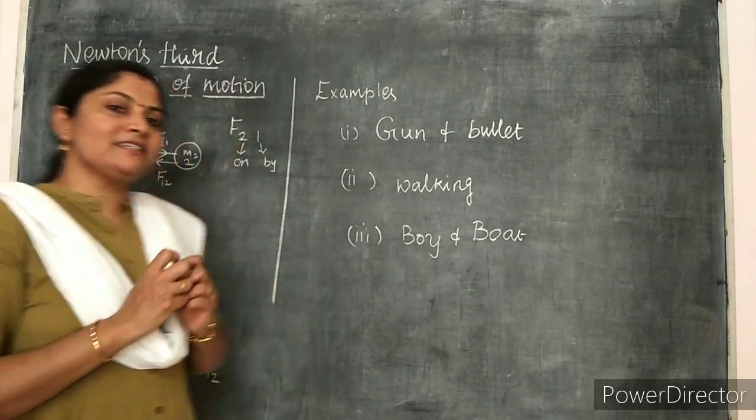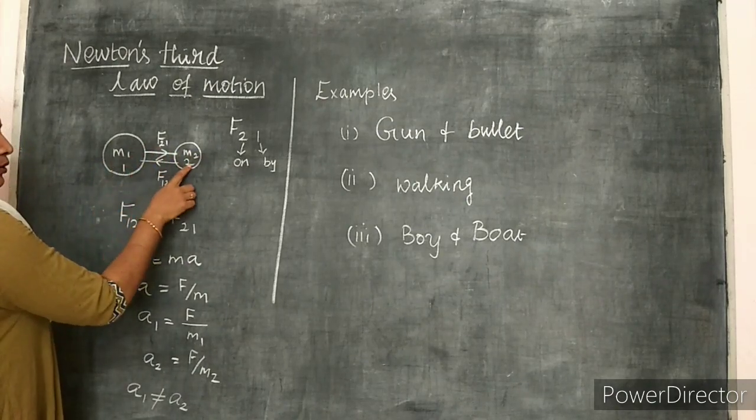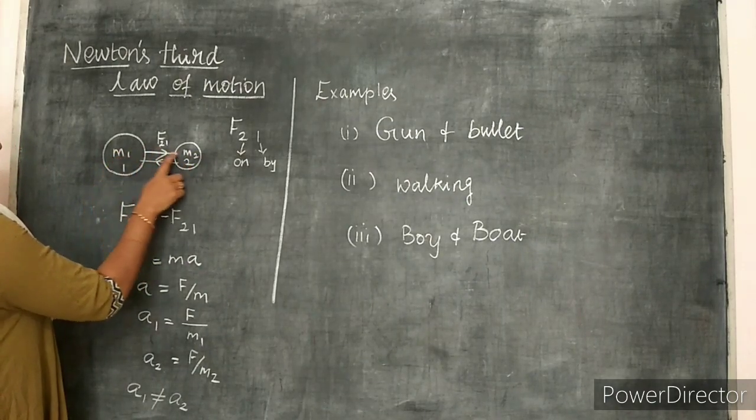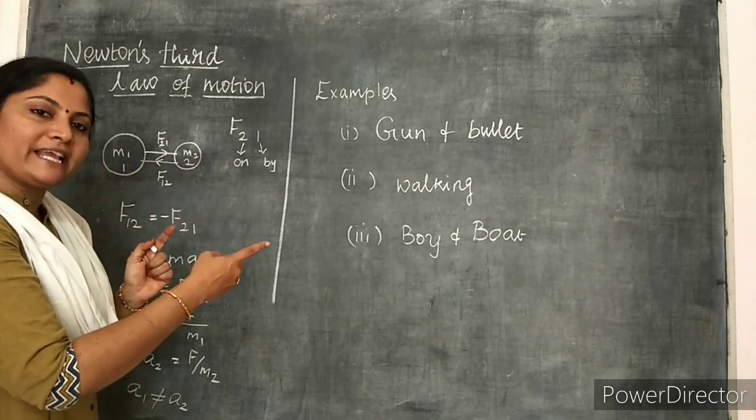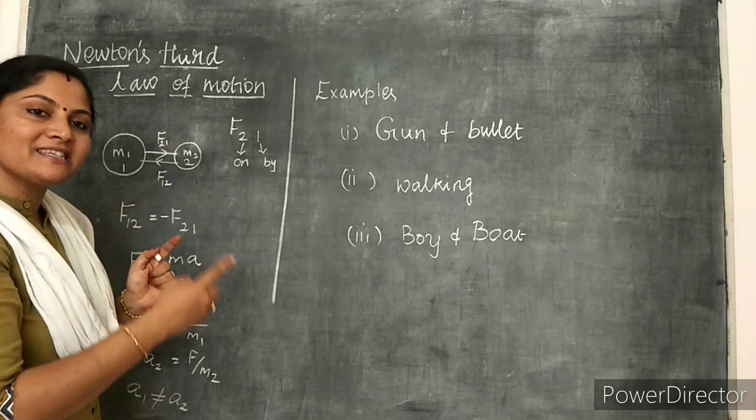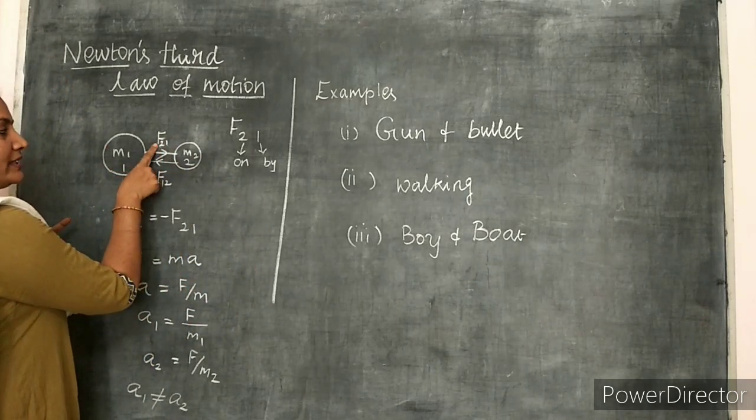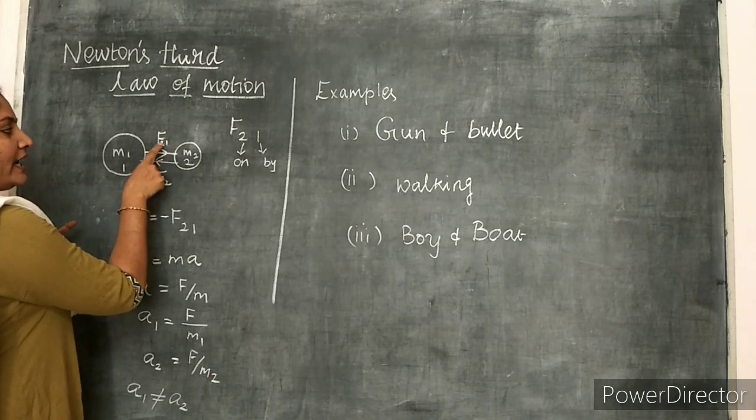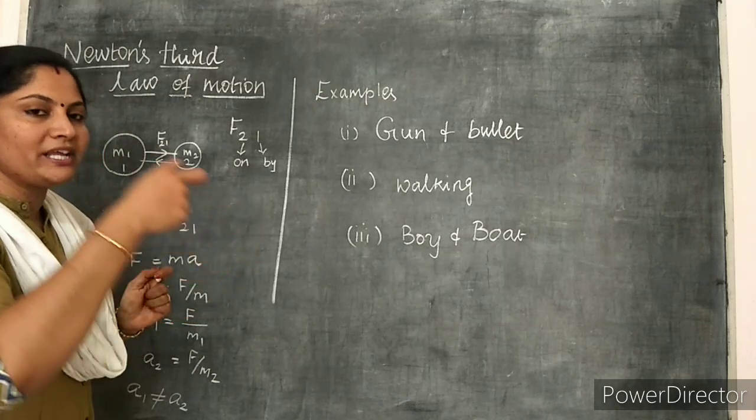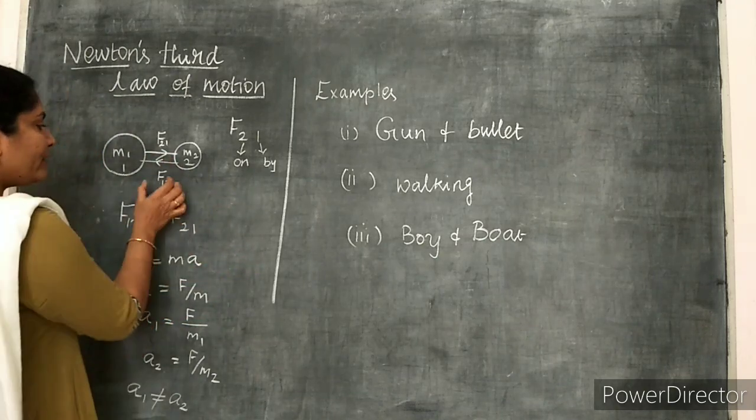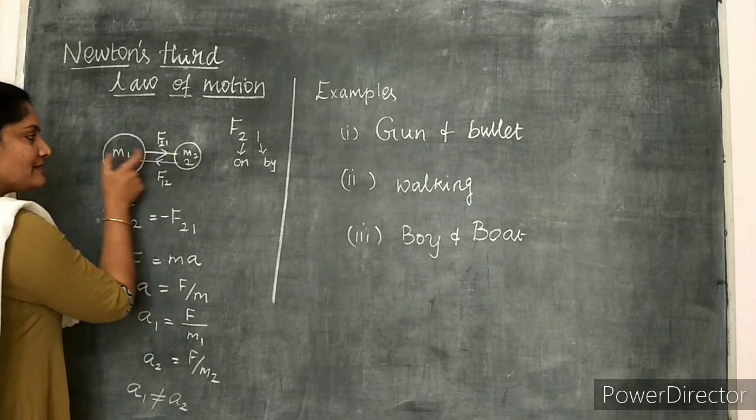So, to understand this we can consider two bodies, body 1 and body 2. Mass of the first body is m1, second body is m2. The first body exerts a force on the second body. The second body at the same time exerts a force on the first body. That is denoted by the letter F21. F21 means force exerted on the second body by the first body. F12 means force exerted on the first body by the second body.